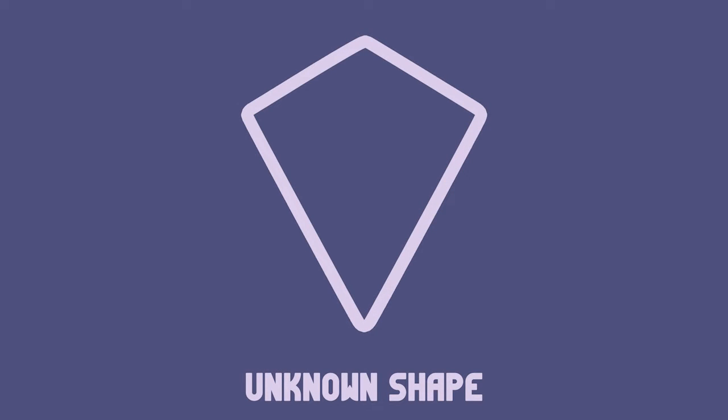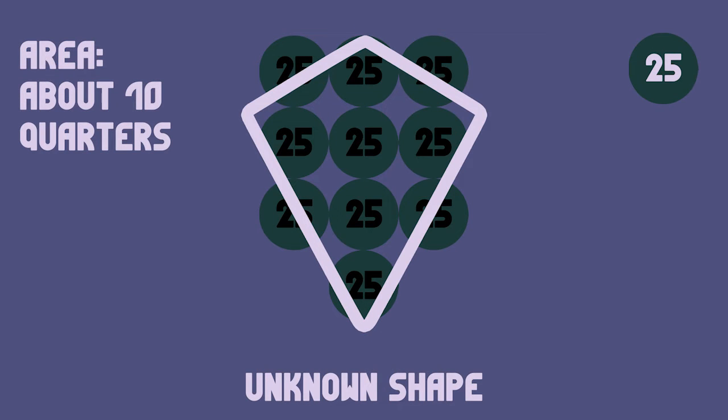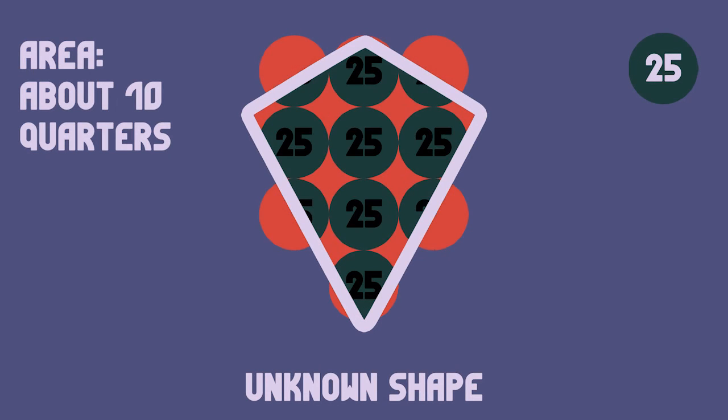Let's say we are trying to find the area of an unknown shape. One way to do this is by taking something with an area we do know, for example, quarters, and filling the shape with them. This results in a decent estimate of the shape's area. However, this estimation is far from exact, as seen with the gaps between the quarters and the crossover of the quarters over the edges of the shape.